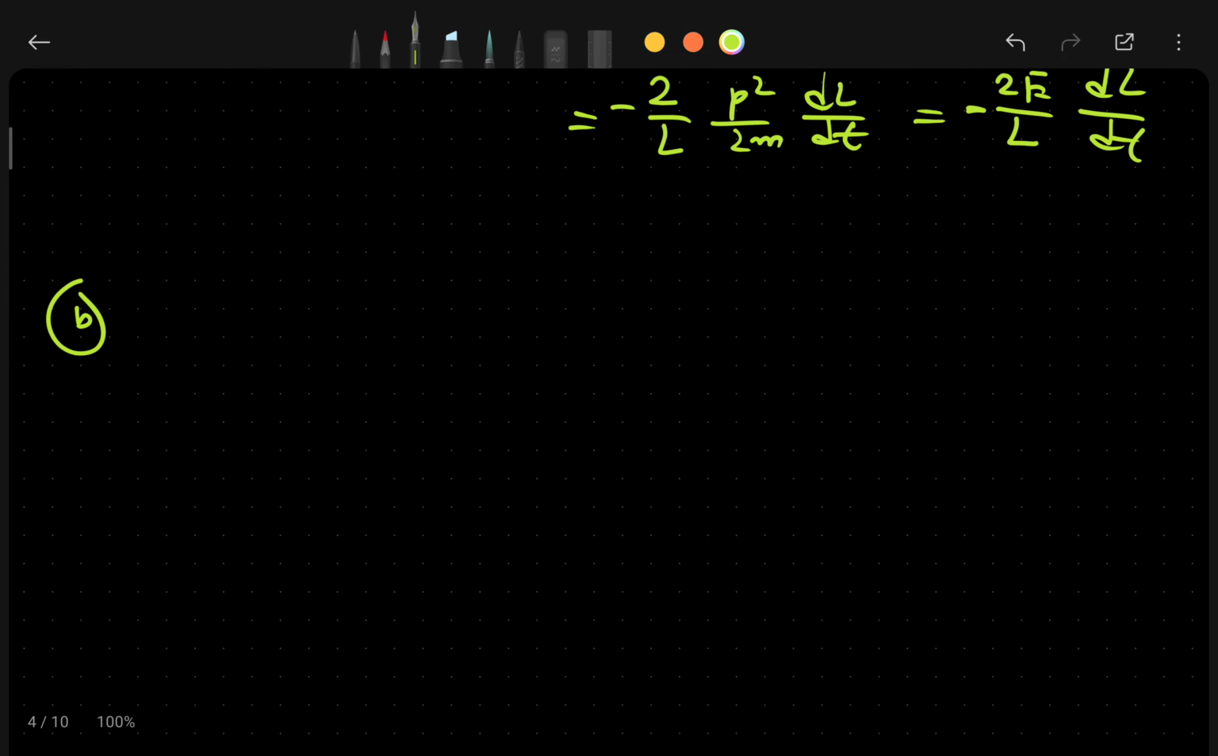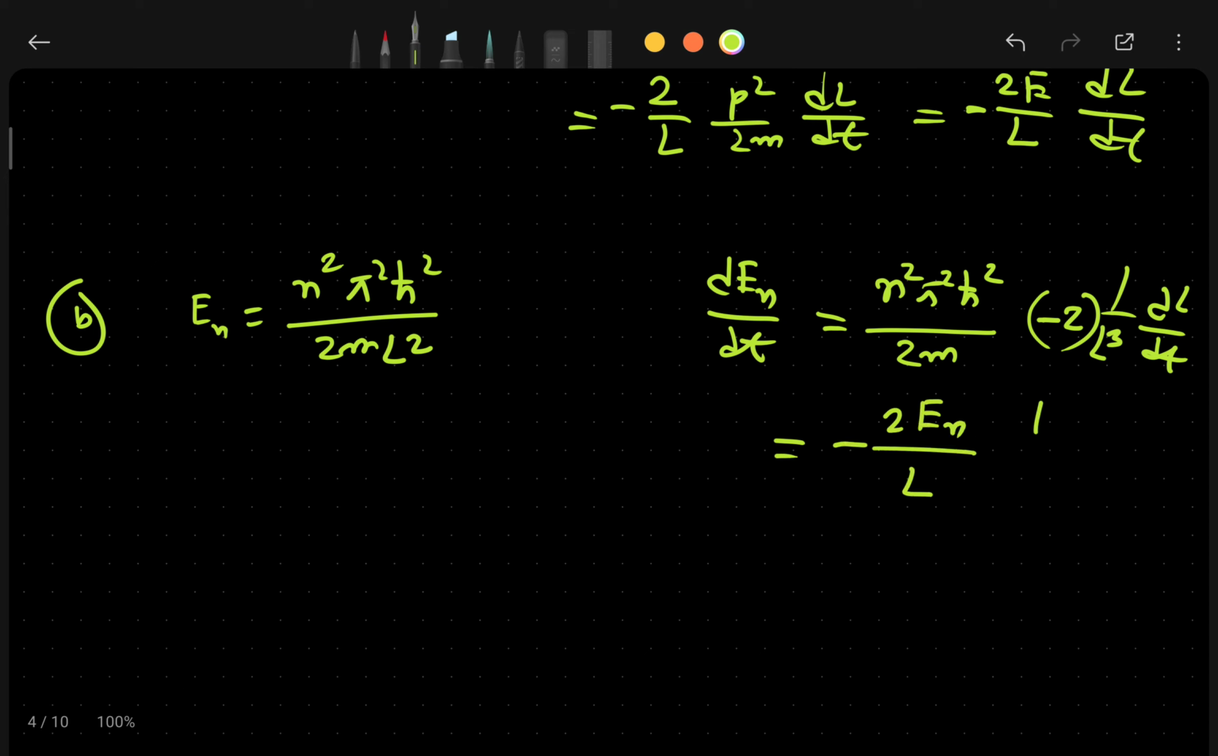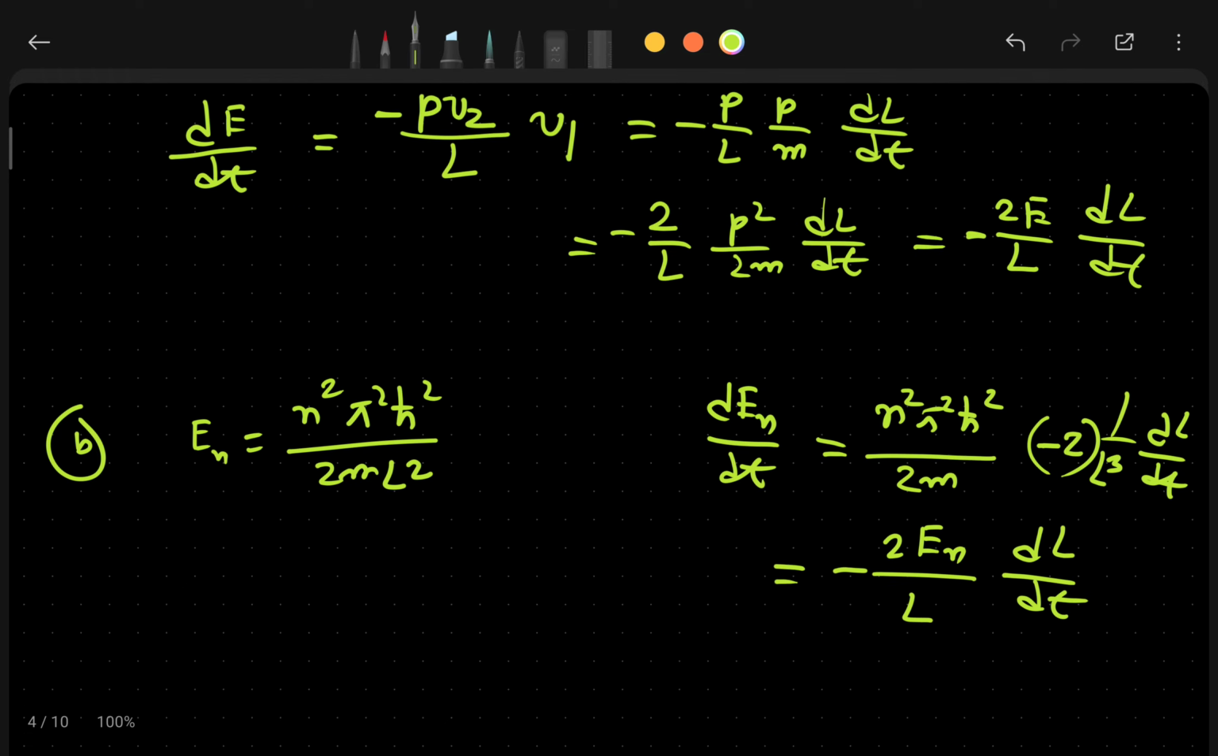And as the motion of the right wall is very slow, the problem can be treated as one of perturbation. If the wall's motion can be neglected, we have the energy solution En equal to n squared pi squared h bar squared divided by 2 m l squared. So if n does not change, then dEn/dt equals n squared pi squared h bar squared divided by 2m times minus 2 times 1 by l cubed dl/dt, so minus 2 En divided by l dl/dt. This is the same as the classical result.